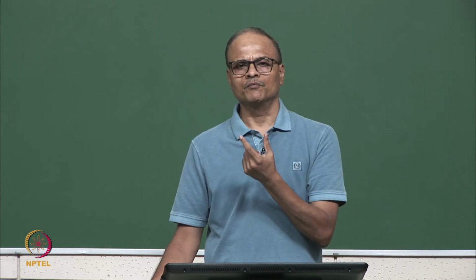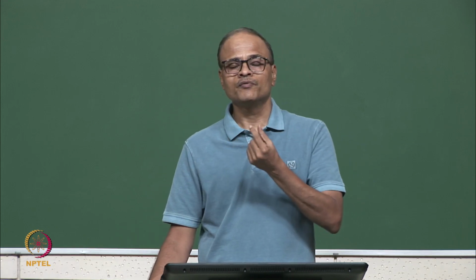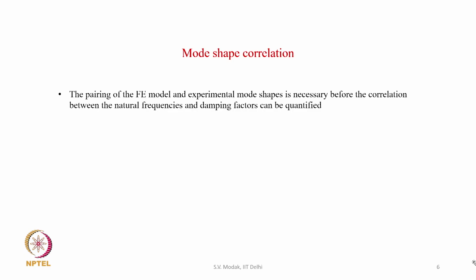So, this pairing of the modes, the correspondence between the modes from the FE model and the experiment, needs to be first carried out, and only then can the comparison of natural frequencies and damping factors of these modes be done, because we need to first identify which mode from the FE model and which mode from the experimental set represent the same mode of vibration of the structure. The comparison of the natural frequency and damping factors for these corresponding modes should then be done. That is why mode shape correlation is necessary before the correlation of natural frequency or modal damping factor can be carried out.